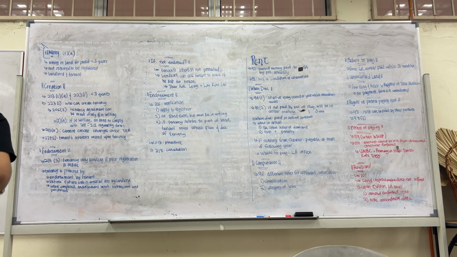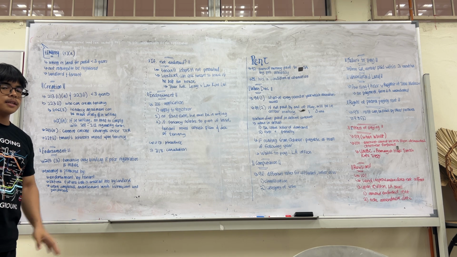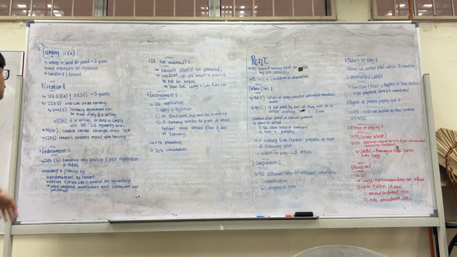Tenancy is a letting of land for a period of more than 3 years, and it is not required to be registered. We have established in the last video that there are a lot of dealings that must be registered. This is not one of them. Okay. And the terms used in the concept of tenancy are the landlord, who is the one who gives the tenancy, and the tenant, who receives the tenancy.